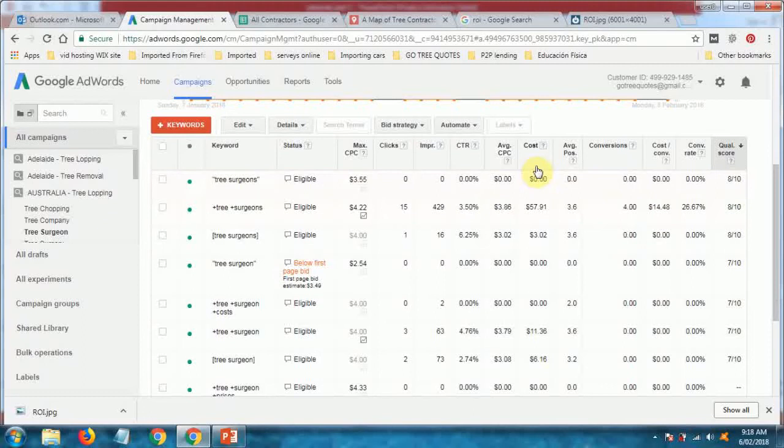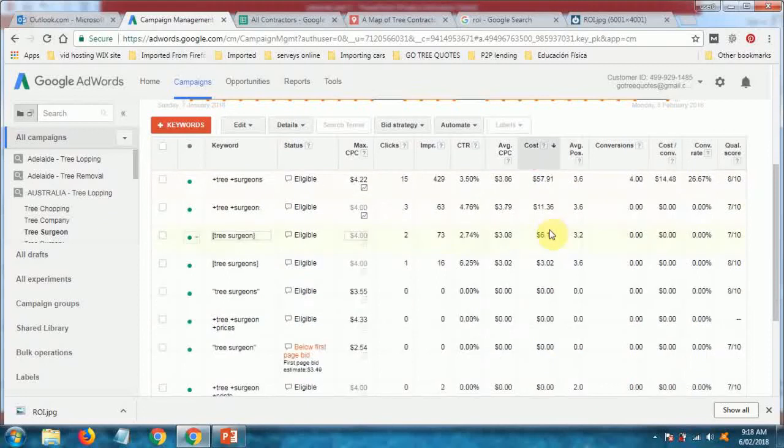So if I were to rank them by cost, you can see tree surgeons gets a lot more impressions and clicks than just tree surgeon, singular versus plural. And then tree surgeon as an exact match gets less, and tree surgeons in exact match gets even less again. But you can see these 3, I'm spending money on them and I've got no conversions. This keyword seems to be converting the best.